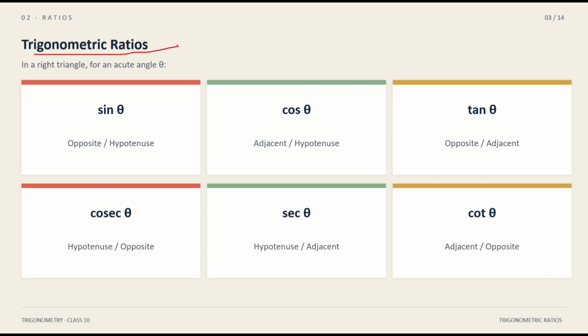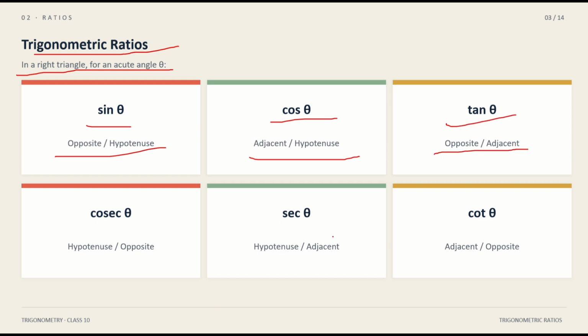In this slide we will learn about the trigonometric ratios. In a right triangle, for an acute angle theta, sin theta is opposite side by hypotenuse, cos theta is adjacent by hypotenuse, and tan theta is opposite by adjacent. Cosec theta is the reciprocal of sin theta, sec theta is the reciprocal of cos theta, and cot theta is the reciprocal of tan theta.